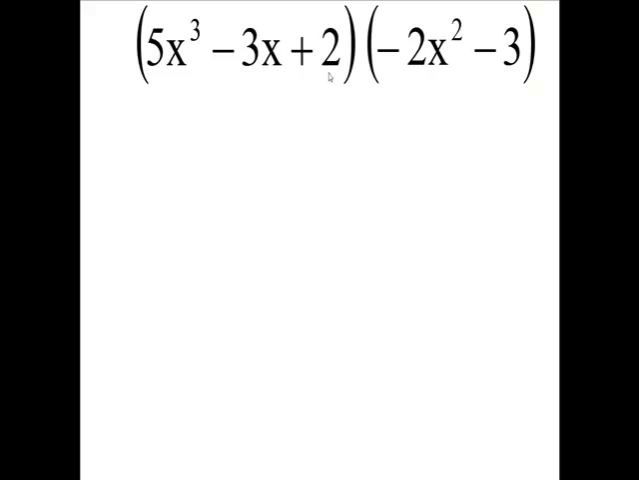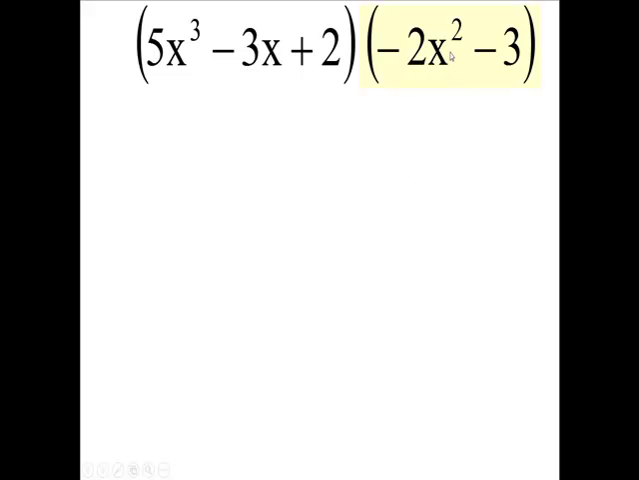A trinomial times a binomial. Okay? Now notice you have an x squared term right here, where there's no x squared over here. And you have 3x over here, where there's nothing like that over here. There's nothing like the 3x over here. So you're missing some terms, so we're going to have to leave some space, okay?